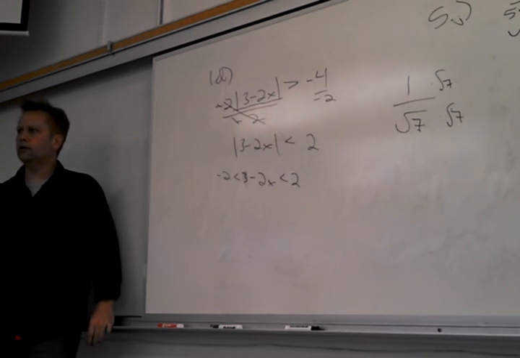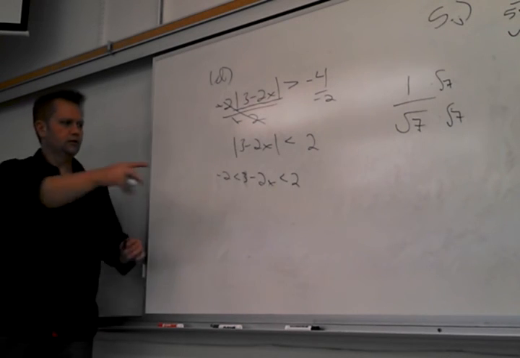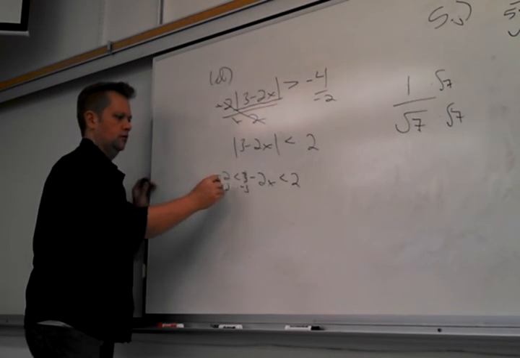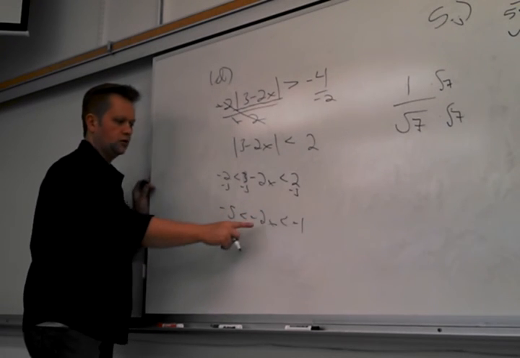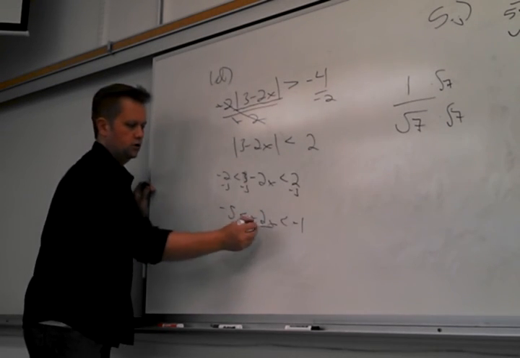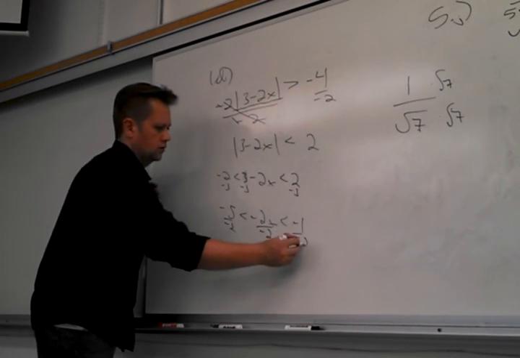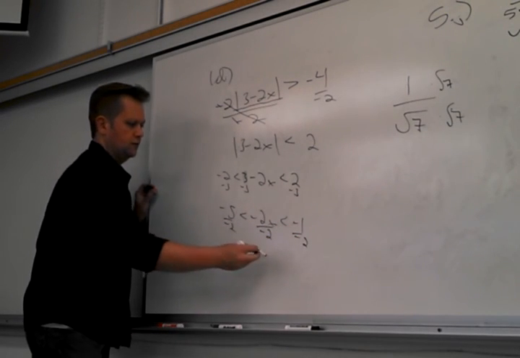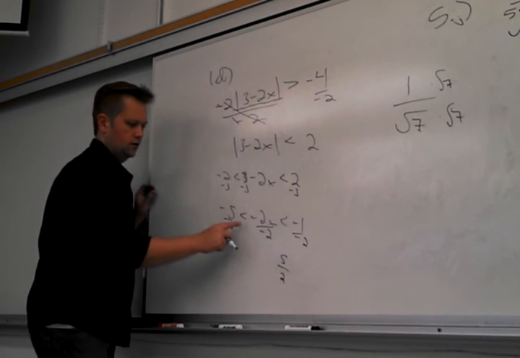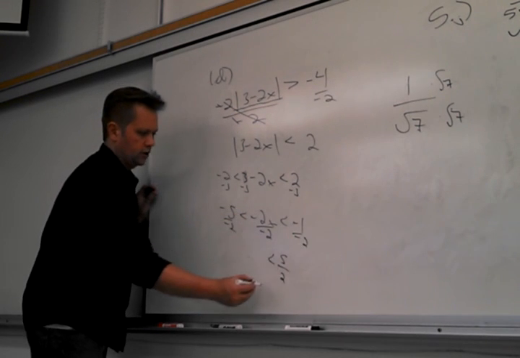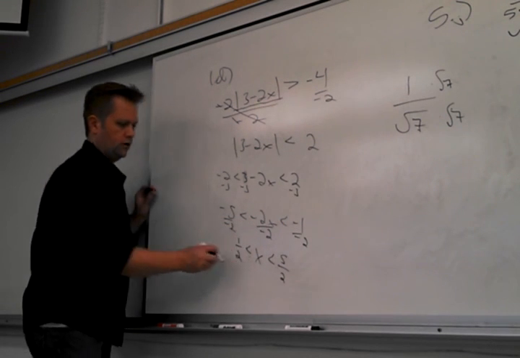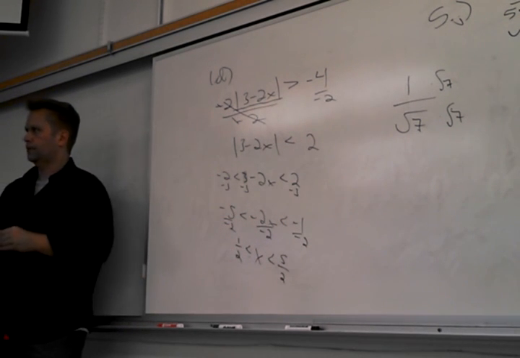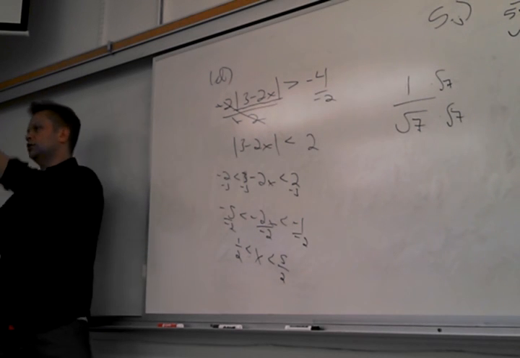And that's not too bad. I didn't even show the work, but you subtract 3. So -5 less than -2x less than -1, and then you divide by -2. Which means 5/2. Less than, that's going to switch. Greater than x, that's going to switch, 1/2. And then you can write the interval notation, you can graph it.